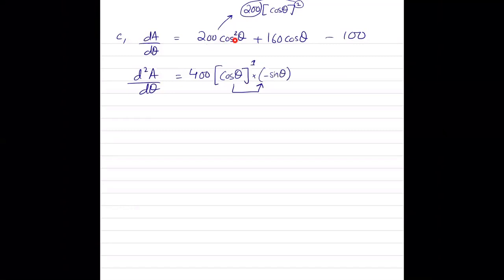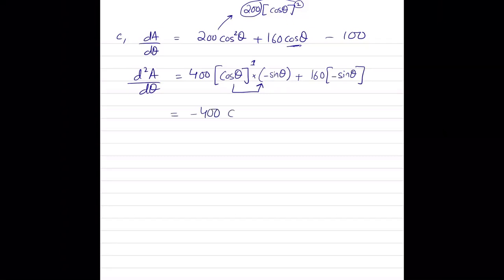The differentiation of 200 cos square theta can be looked into as 200 times 2, 400 times cos theta, you reduce the power by 1, times the differentiation of cos theta, which is minus sine theta. Moving on, the differentiation of 160 cos theta is simply going to be 160 times minus sine theta, and the differentiation of 100 is 0. So simplifying this, you get minus 400 cos theta sine theta minus 160 sine theta.